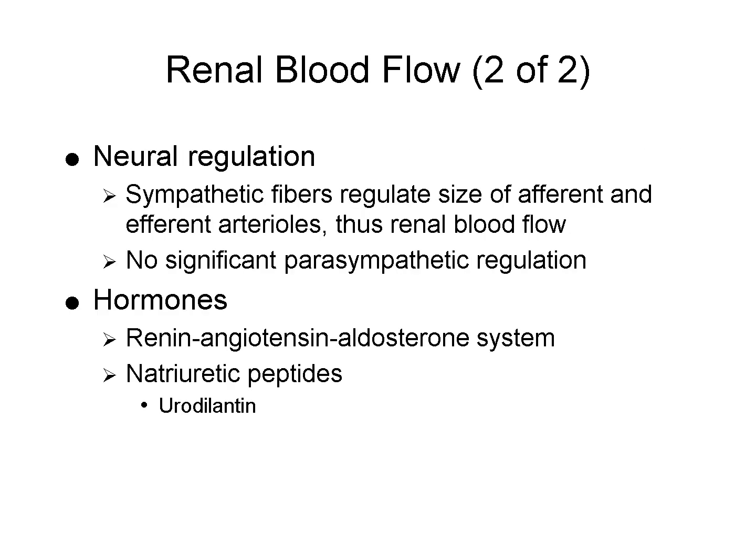Renal blood flow is primarily controlled by the sympathetic nervous system. Sympathetic fibers constrict afferent and efferent arterioles, reducing blood flow and filtration when necessary. There is minimal parasympathetic involvement in this process. Hormonal influences include the renin-angiotensin-aldosterone system and natriuretic peptides, which fine-tune fluid balance and vascular tone.